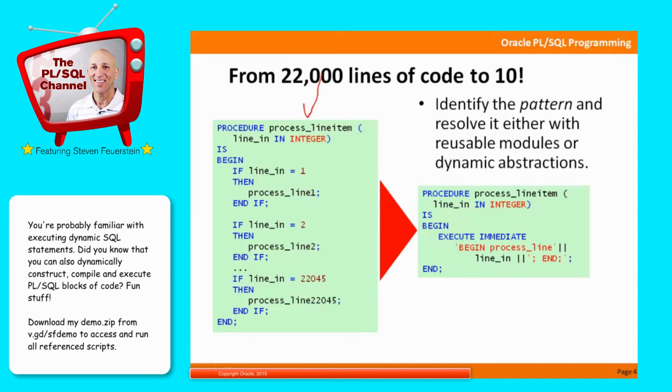I took their 22,000 lines of code and brought it down to something like 10. So I took the pattern and expressed it in my code in a dynamic PLSQL block. So process line item became nothing more than execute immediate, and then I constructed my PLSQL block in which I call process line, concatenate the line number, and wow, that's it. All that code goes away, and when a new line item is added, all they have to do is create the process line 26,074 program, and this driver will not have to change at all.